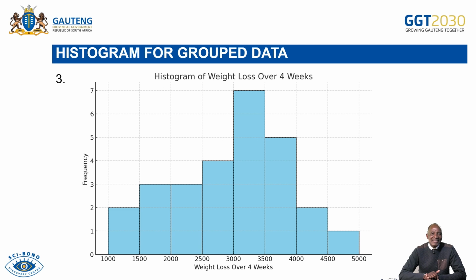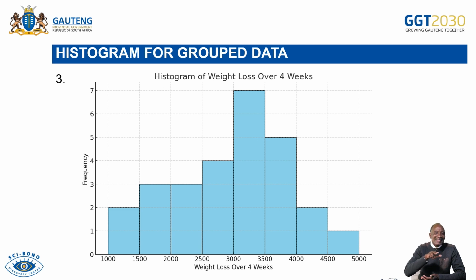Our scale runs from 0, 500, 1,000, 1,500, 2,000, 2,500, up to 5,000. Our first class starts from 1,000 and stops at 1,500. The question is, why do these bars touch each other? Remember, where one class ends, another class begins.